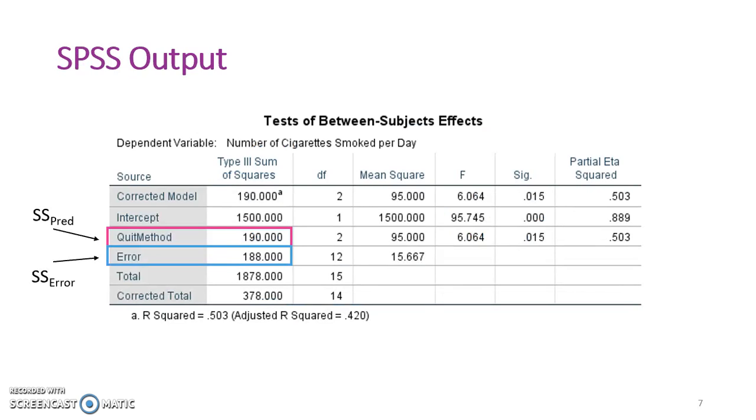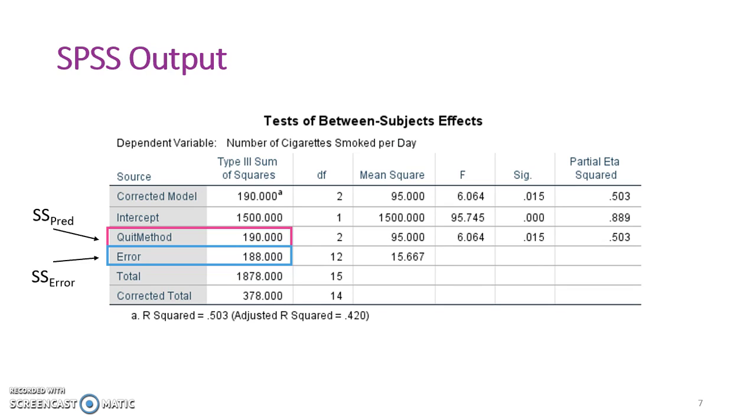So here is where we would identify those values in the ANOVA table that we get here, this test of between subjects effects. So we've got our sum of squares for the predictor, which is quit method, and we can see that in the way that it's calculated, it's 190, and then we've got the sum of squared error, and that's highlighted in the blue box. The sum of squares for the predictor is highlighted in the pink box.